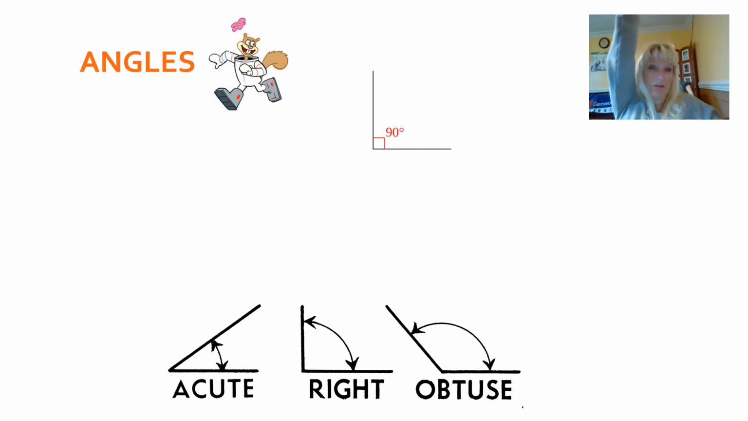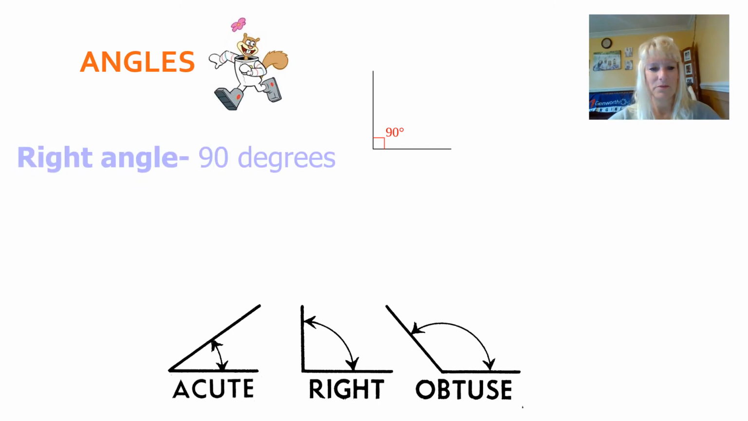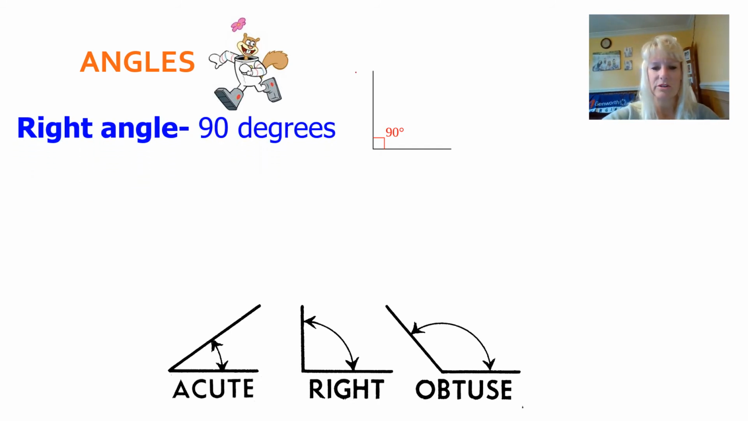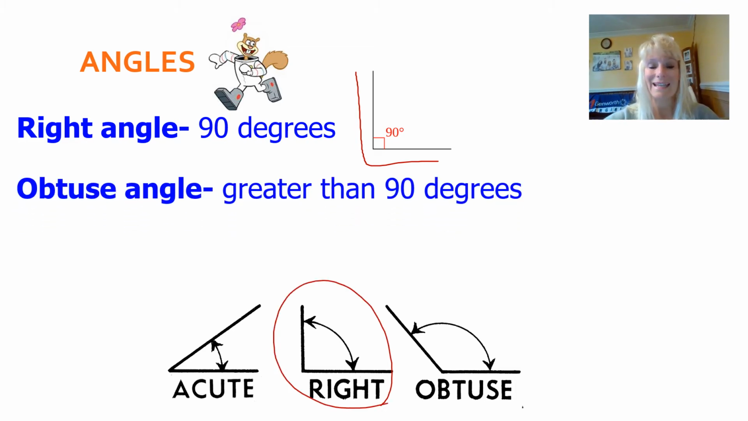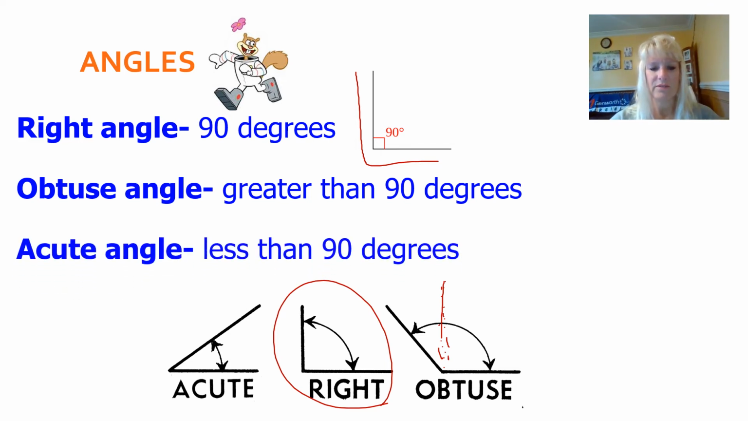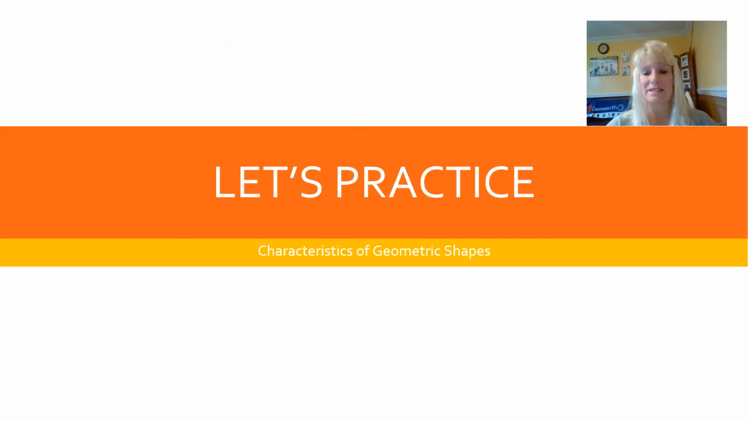All right, and we did a lot of fun things with this. This is our 90-degree angle. You can't see it, but we have a right angle, which is that 90 degrees. Here it is right there, and it's also called a right angle. An obtuse angle is anything greater than a 90-degree angle. And then we have a cute little angle, an acute angle, and that is anything less than a 90-degree angle.